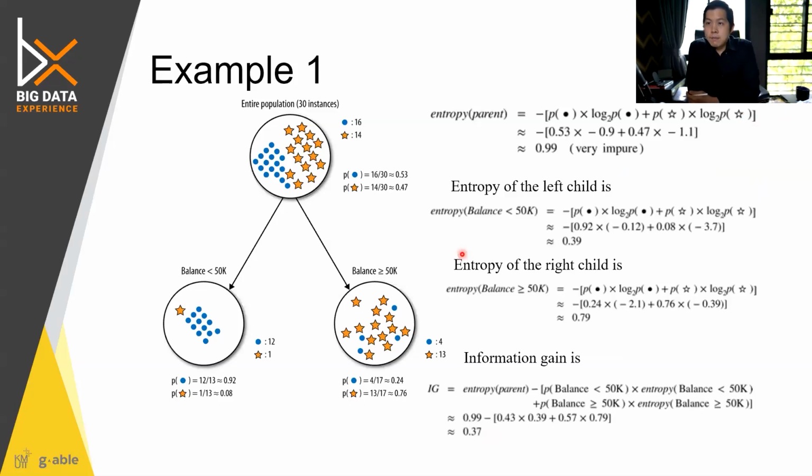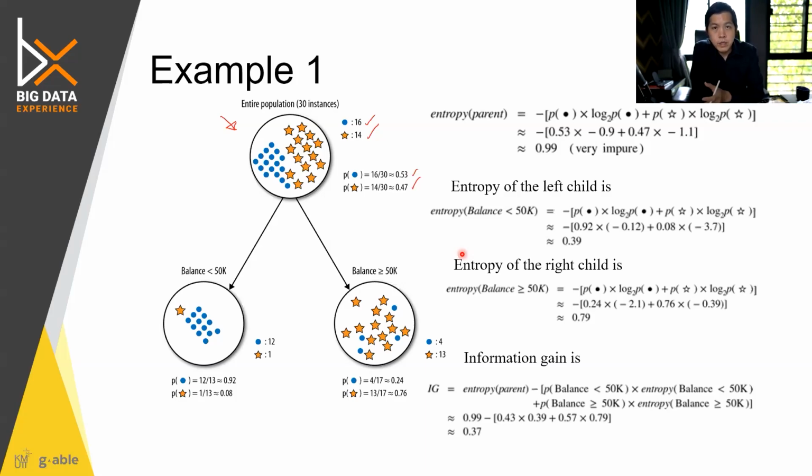Okay. Let's take a look at this example step by step. Initially, here we have an entire population. This entire population contains 16 dots and 14 stars. Right now, if we calculate the proportion of dot and star, that would be here 0.53 and 0.47. Okay, for the probability of dot and probability of star.